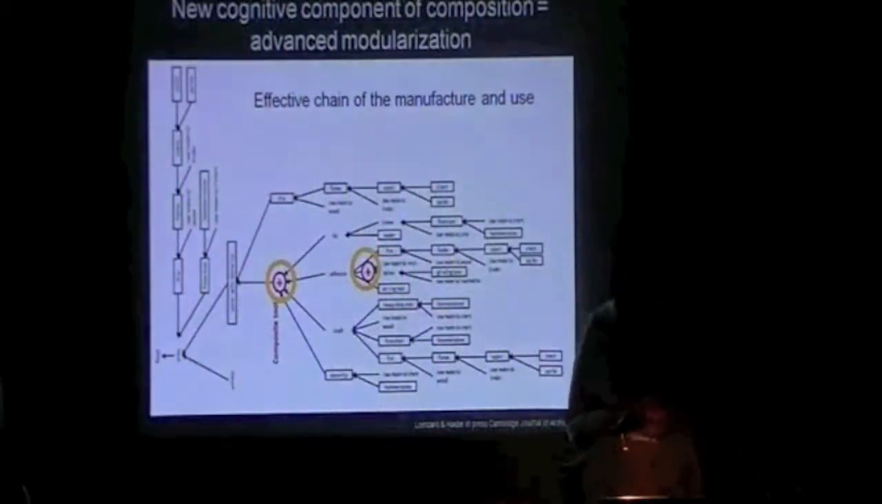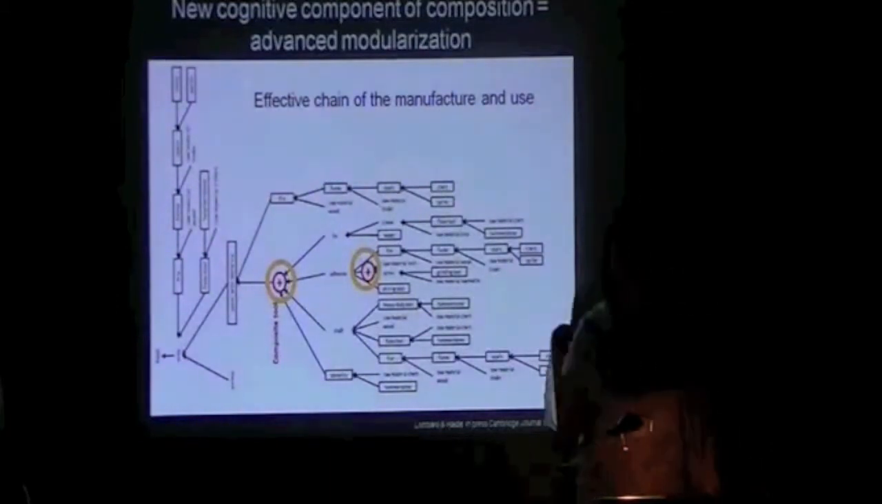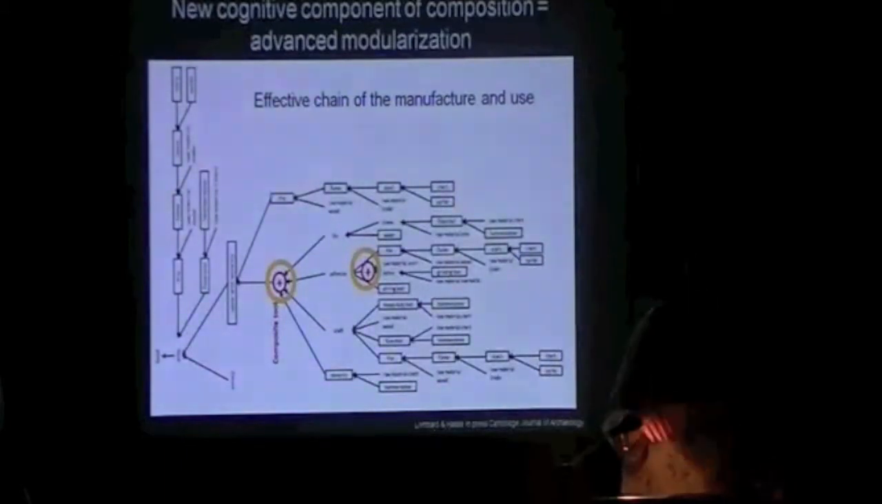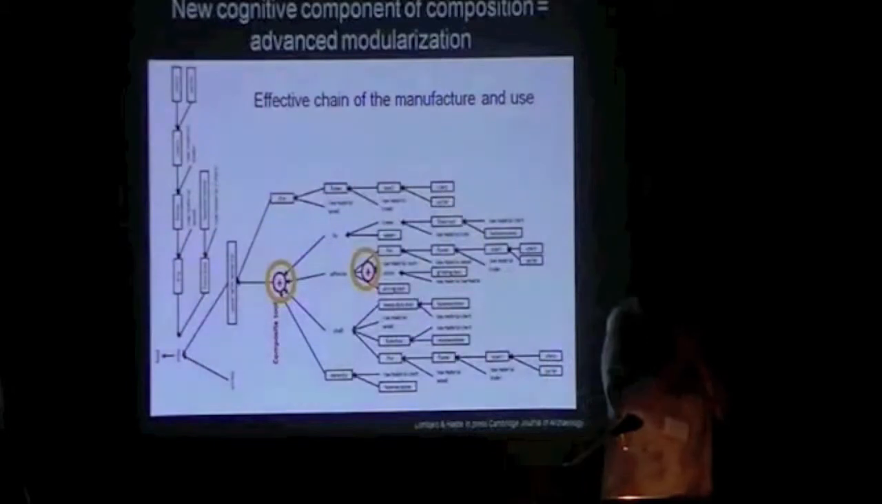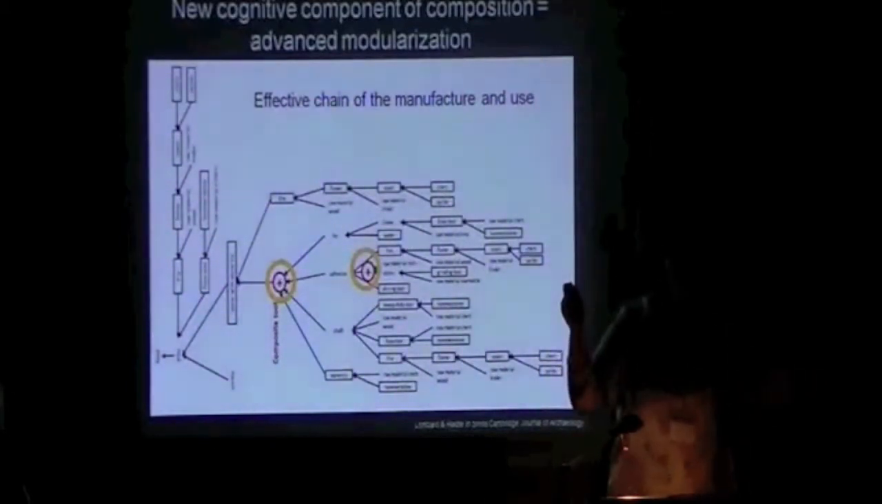And it also shows a new cognitive component of composition and therefore advanced modularization. My mind understands now how to put two completely different materials together and make something with properties that neither of them had on their own.